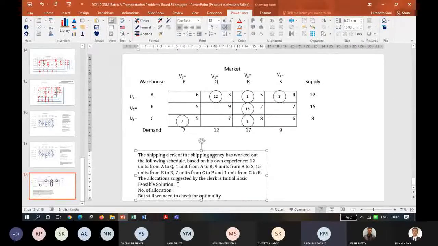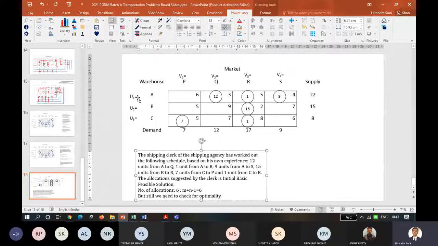M plus N minus 1. 1, 2, 3, 4, 5, 6. The number of allocations is 6. Correct? And what about our M plus N minus 1? 6. That is also 6. So मतलब basic feasible solution बराबर है. This is not even a degenerate solution. If the number of allocations would have been less than 6, then we would have said this is a degenerate basic feasible solution. Fine.